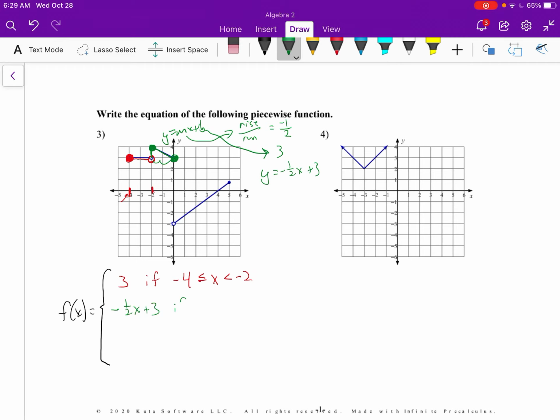And now we need to state the domain for that section, and that is from -2 to 0. So we know we have -2 is less than or equal to x, which is less than or equal to 0. We put the or equal to because the circle is filled in. It goes up to 0.